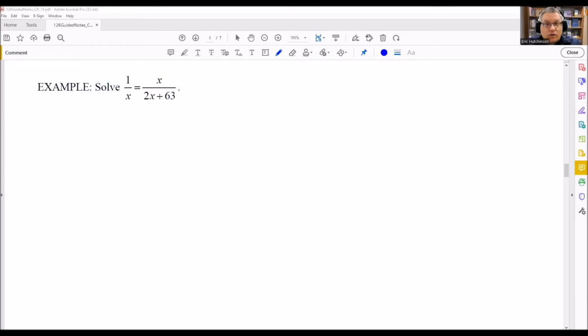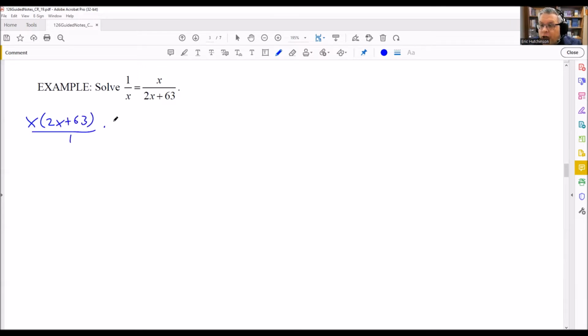On problems like this, we need to multiply both sides by the least common denominator. In this case, it's just going to be these two things multiplied together, x times 2x plus 63. So I'm going to put this on both sides of the equation and multiply it by both things. So I'm going to do x times 2x plus 63 over 1.